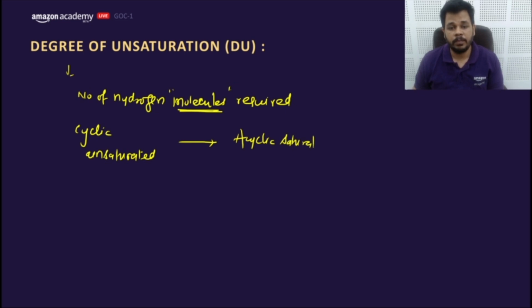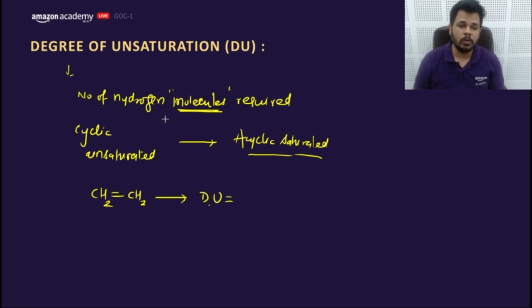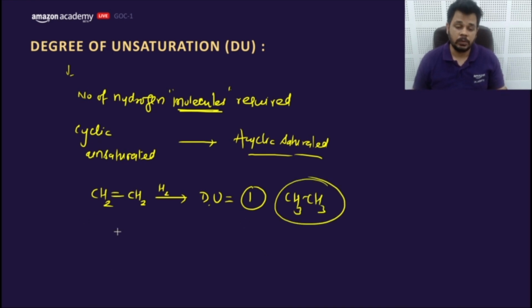This is a very important topic, degree of unsaturation. Let's start with simple examples. CH2 double bond CH2. What would be the DU, degree of unsaturation, of this? How many moles of hydrogen are required to convert into an acyclic saturated compound? The degree of unsaturation would be 1, because 1 mole of H2 would be required to convert it into CH3, which is an acyclic saturated compound.